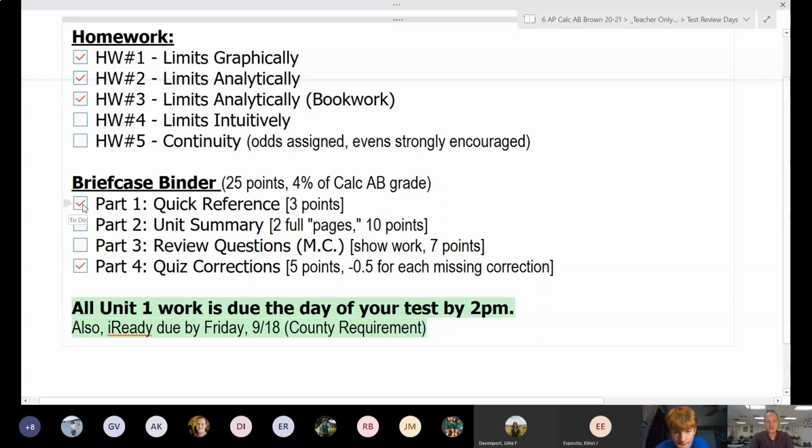But all of this does need to be done by the time you take your test. Officially, I won't look at it until 2 p.m. the day of your test on Friday. But I guess you really won't be working on it during your test.